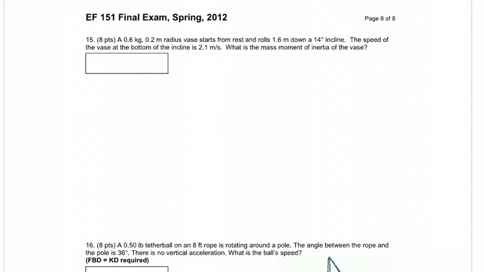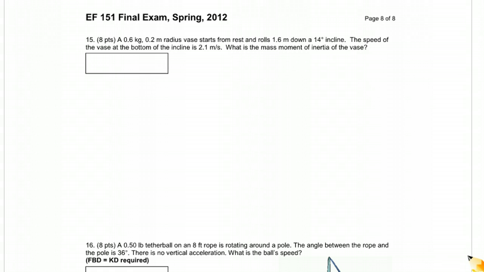Number 15, almost done with the final exam from spring 2012. We're given information about a vase starting from rest, rolling down a certain distance on a 14-degree incline. Speed at the base of the bottom is given. We want to determine the mass moment of inertia of the vase.